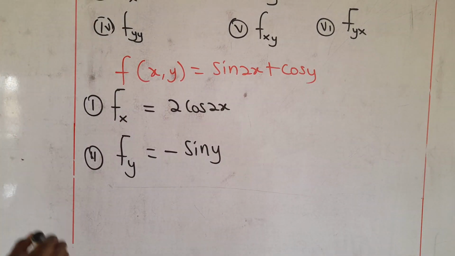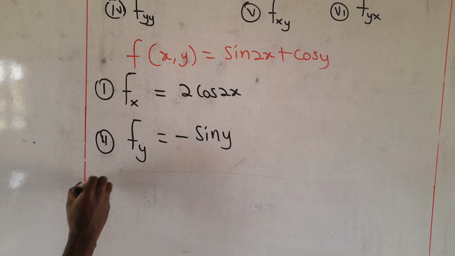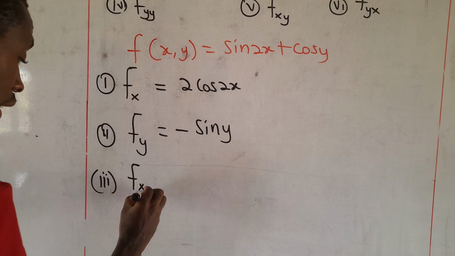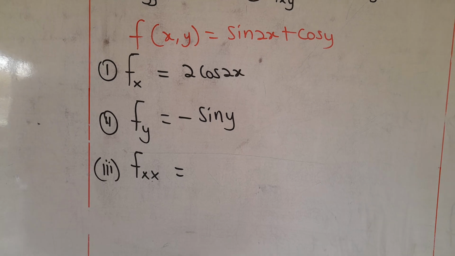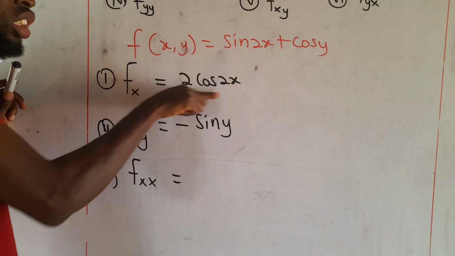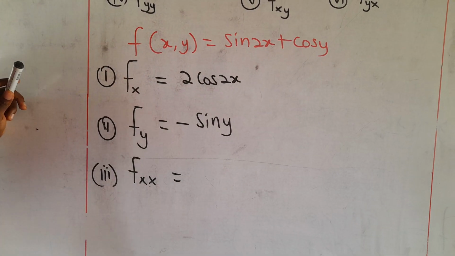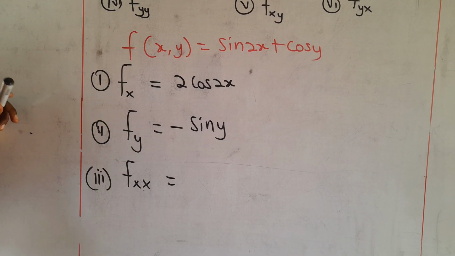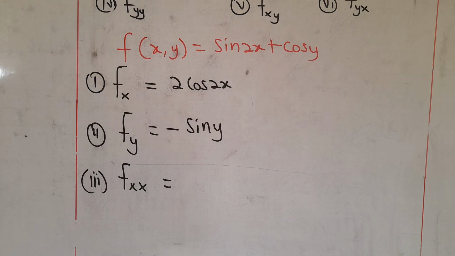The third one, the partial differentiation of the function with respect to x, then with respect to x. That means that we perform partial differentiation on this function again with respect to x. In that case, if there is any y variable, it will be held constant. But in this case, there is no y variable.